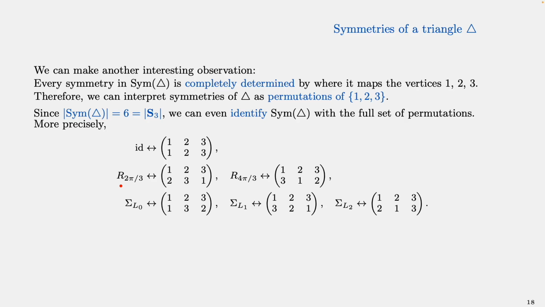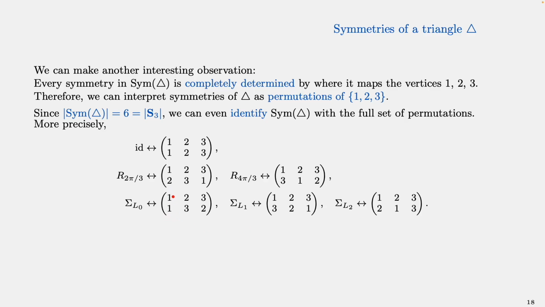The 1/3 rotation, so rotation by angle 2 pi over 3, is identified with this permutation here. 1 goes to 2, 2 goes to 3, 3 goes to 1. The 2/3 rotation is identified with this permutation. 1 goes to 3, 2 goes to 1, 3 goes to 2. And the reflections are identified with these 3 permutations here that each fix one element and swap the other 2.